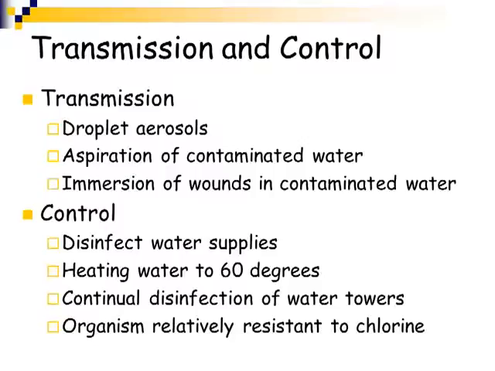Now, transmission can be droplet aerosols. Commonly, it's usually due to aspiration of contaminated water or a wound that is immersed in contaminated water. So that conference that occurred in the late 70s, the American Legion Conference, and this was in Pennsylvania, what they found was that the organism was transmitted through the air conditioners.